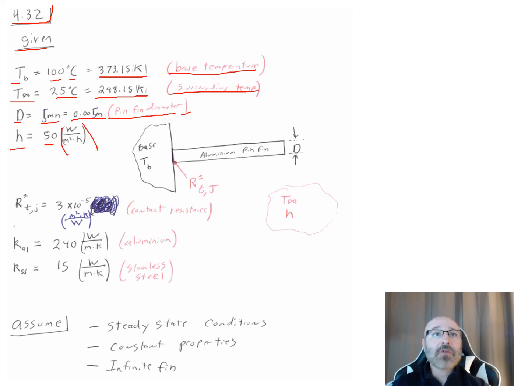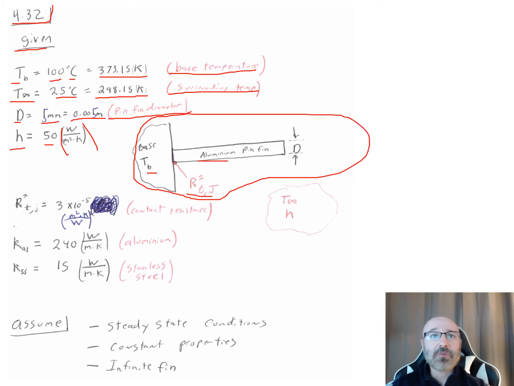I redraw a simplified version of my diagram right here. Well, there's my contact resistance there. There's my temperature in my base. Here's my aluminum pin fin right there. And here's my surrounding temperature out here. So my contact resistance here, my R double prime t,J, is equal to 3 times 10 to the negative 5th, in units of meters squared times Kelvin per watt.